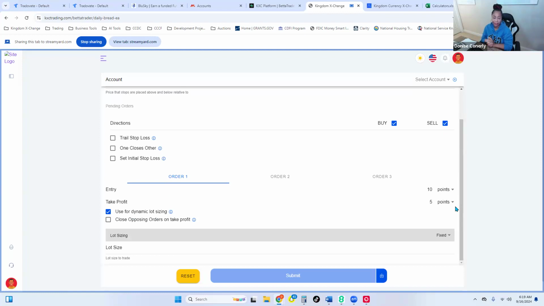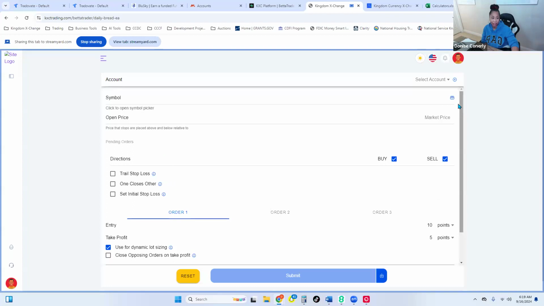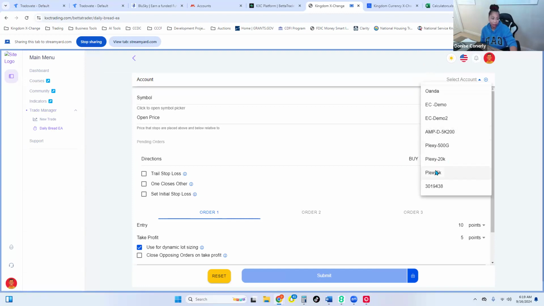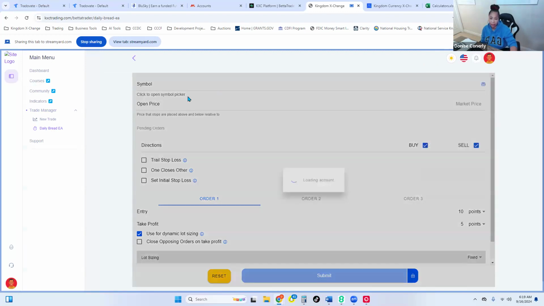Okay, great. Any questions? So I'm going to go ahead and get my account ready so you guys can get yours ready as well. So this is the Daily Bread. You can find this at kxctrading.com. You register, you get access. It's under Trade Manager. We go to Daily Bread. Everybody has set up their accounts. So you click on the account that you're going to be using for the trade if you have multiple accounts.